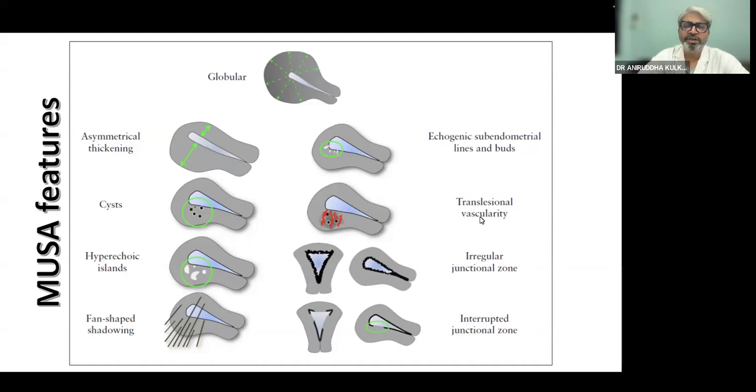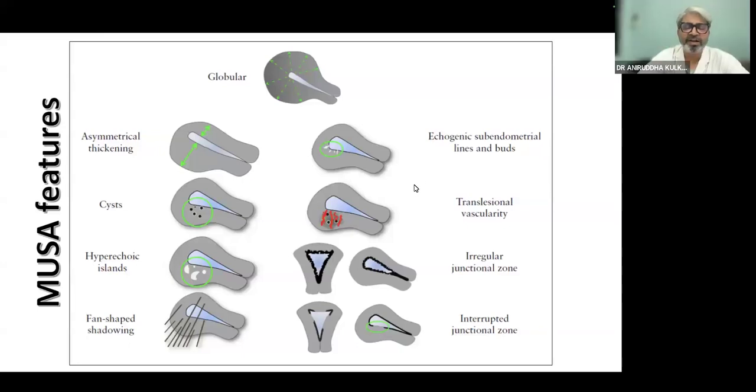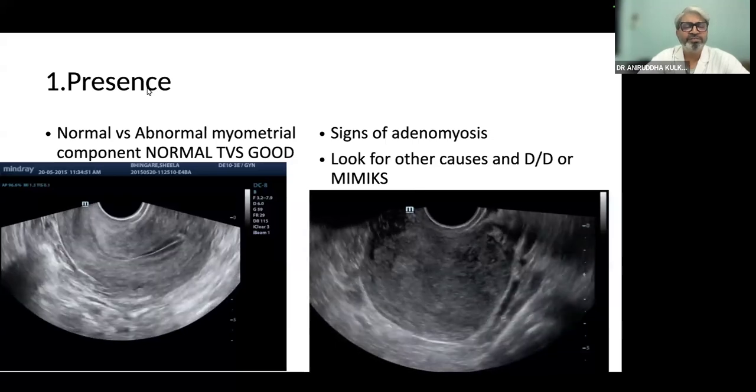Translesional vascularity could be an indirect sign. Echogenic endometrial lines and buds could be a direct sign. So these can be the features of direct and indirect signs, which were modified in the 2022 article. Let us take the seven points one by one.